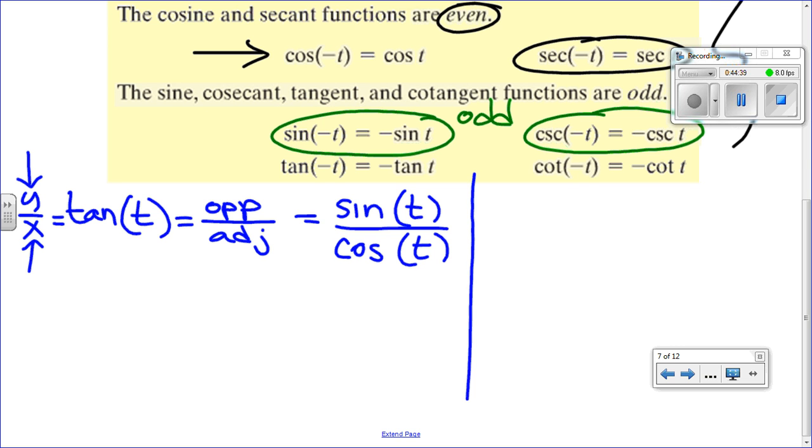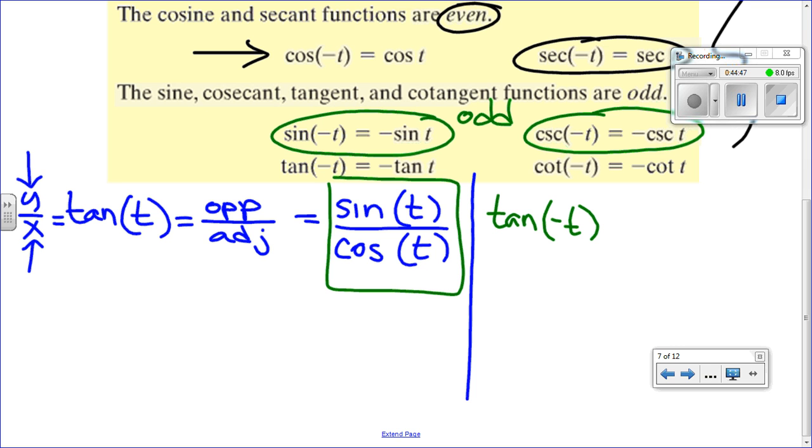And so, let's say that I want to write the following. Tangent of a negative angle. Right? So I'm going to use this notion here. This is called the quotient identity, because it's a quotient, so I got division. So if I do that, I'm going to write sine of negative t divided by cosine of negative t.